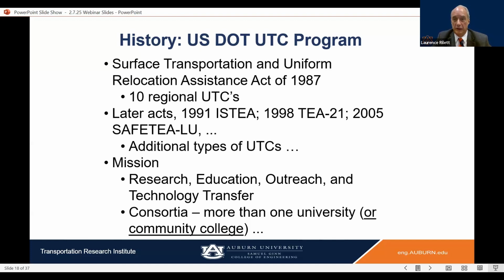I didn't want to go into the great history. They've just been around a long time. They've operated under different ways. Sometimes they're competitive, sometimes they're earmarked. But the mission hasn't changed. They're related to research, education, outreach, and technology transfer. The other thing about the USDOT UTC program is in its current form, they're all consortia, more than one university. And I also put in community colleges. So it's groups of higher education units, universities, community colleges.